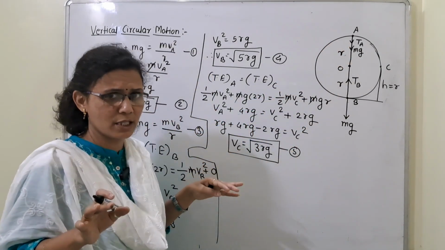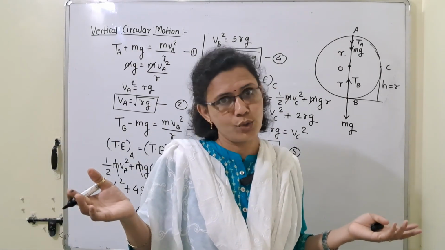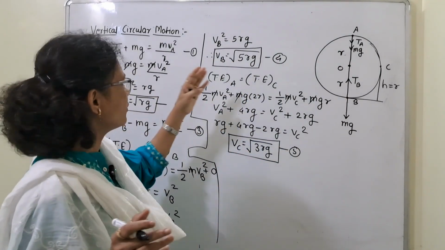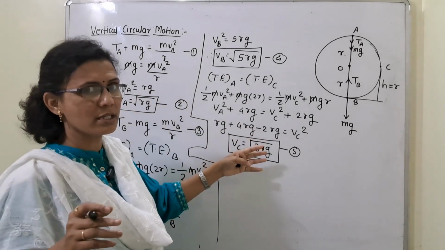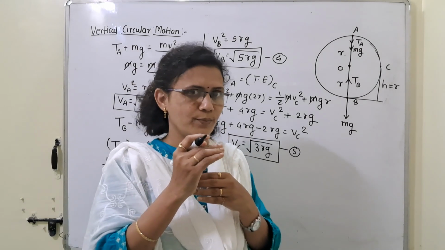You have to write that sentence, because if they ask the question to explain the vertical circular motion, you have to write these three equations. You have to derive these three equations, and beside this, again, you have to consider the tension difference also.